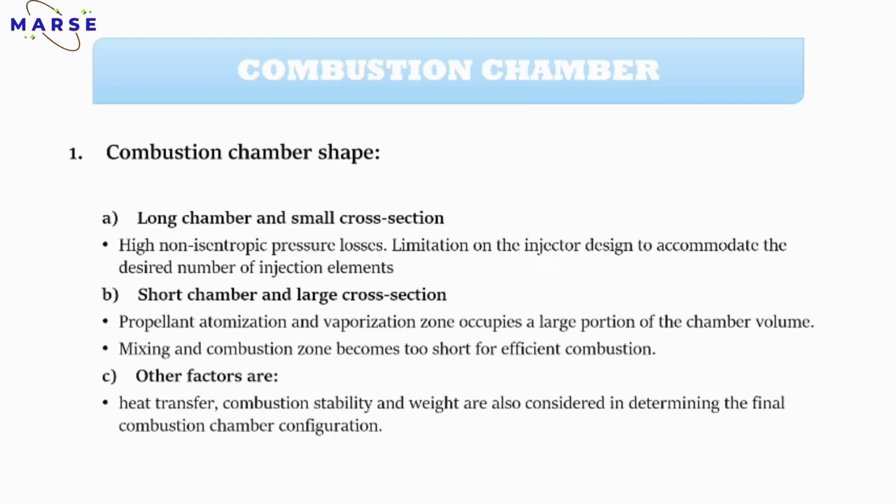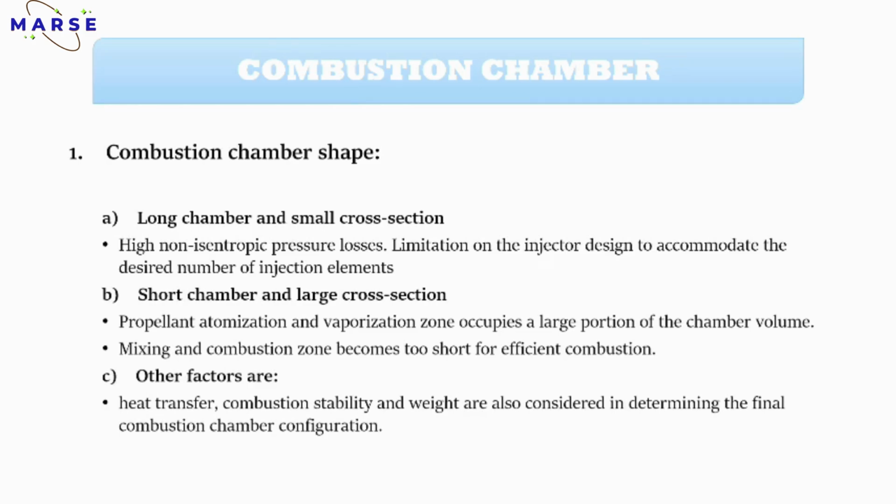There are three types of zones there. It is very congested, like each zone having some particular area. So if you increase or decrease the total area, it will affect the zone area also. The propellant atomization and vaporization zone occupy a larger portion of the combustion chamber volume. The mixing and combustion zone becomes too short for efficient combustion. Understood? So if you decrease the length of the chamber, it will affect the portion of that zone.